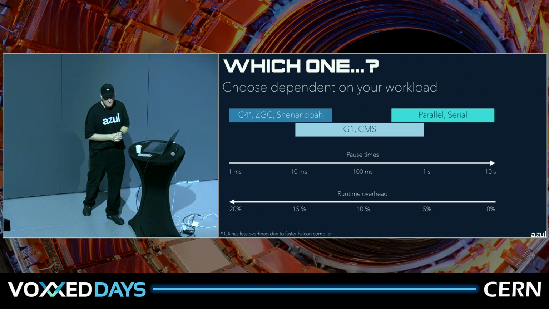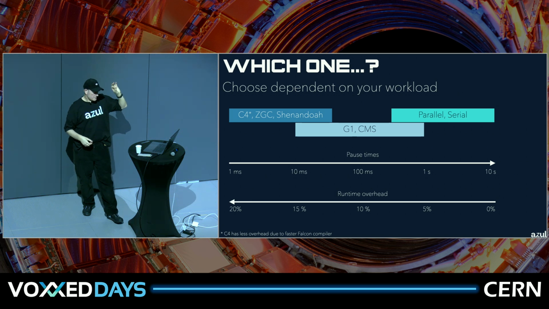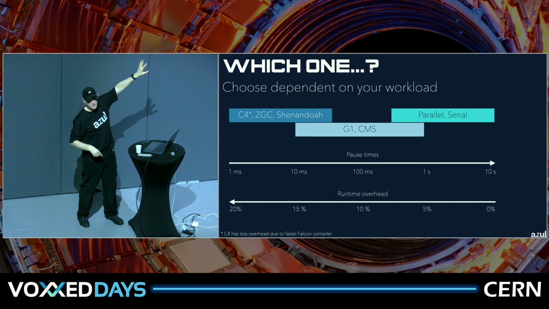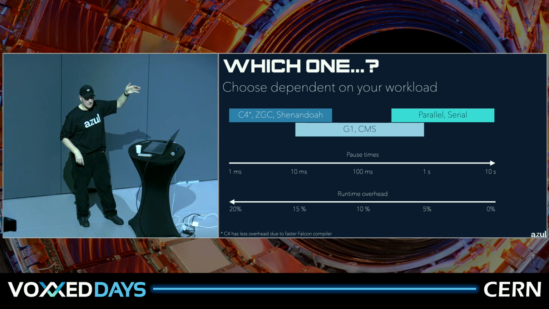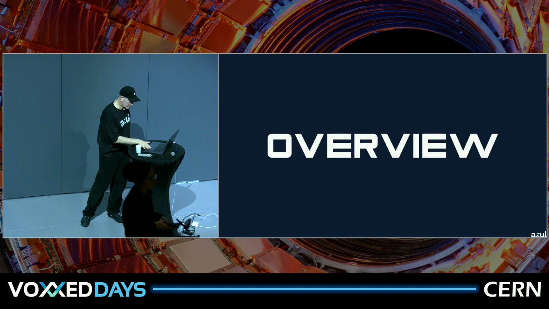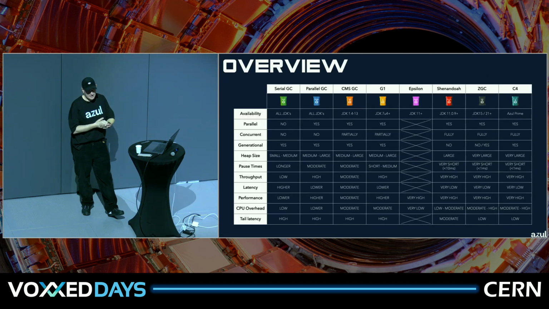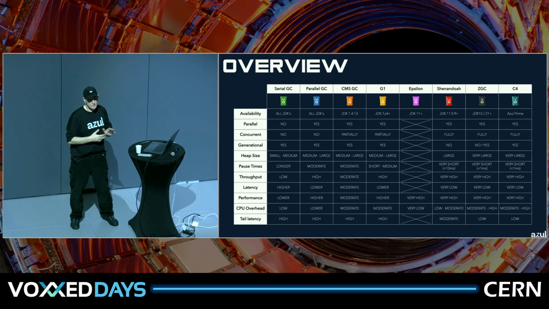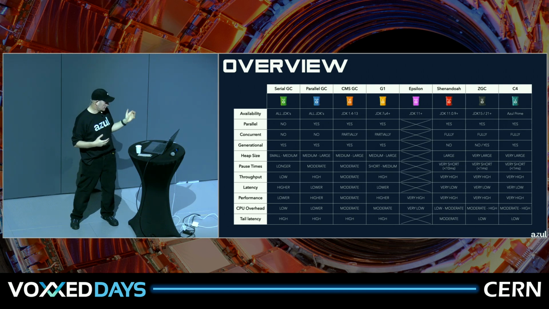This makes it easier. If you don't care about pause times, then you're on the right side, right? That means runtime overhead is more important, then you probably use Parallel or Serial. If you say pause time is the most important part, you're more on the left side. If you have no idea, you're in the middle, and that's G1, right? Okay, overview, and this is more or less the last slide. This is an overview of all these collectors with all their properties and pros and cons, more or less.